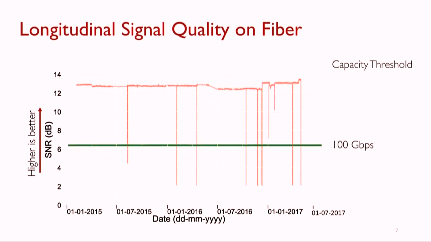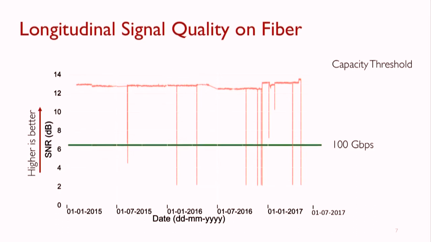Given we know this, I want to direct your attention towards a few key things here. The first is that even though we are looking at 2.5 years of data, SNR looks fairly stable here, right? However, once in a while, we see these dips. You can see these sharp drops in signal quality. And these correspond to link failures when the drop in SNR is below 6.5.